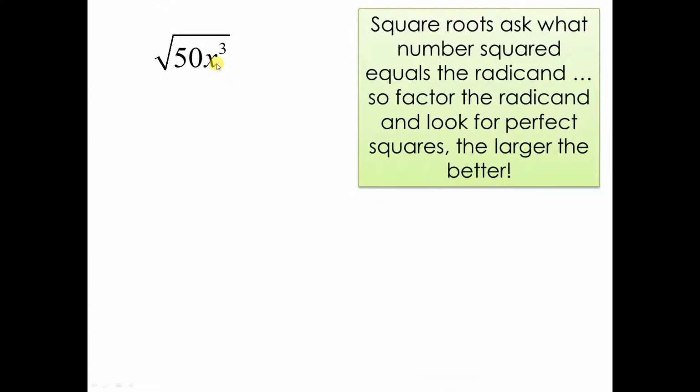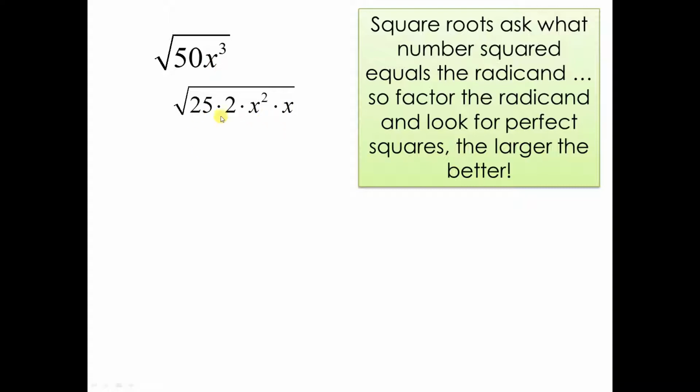All right, now let's talk about what happens if you got some variables. So we've got here the square root of 50x cubed. Now 50, that's an easy one because it's 25 times 2, and 25 is a perfect square. But the part you might not be realizing is that x squared is also a perfect square. And x squared times x would give you x cubed. Well, that's what we're looking for, biggest perfect squares.